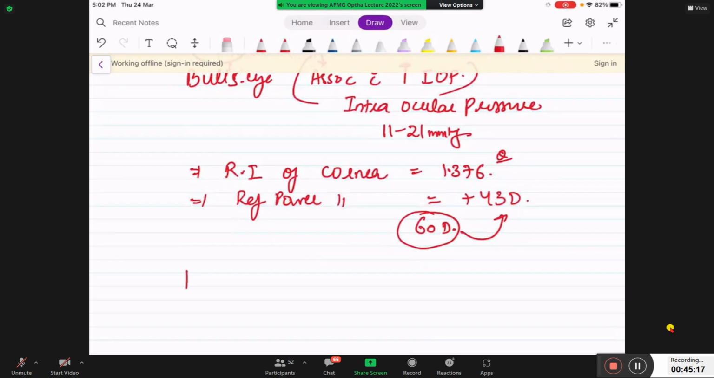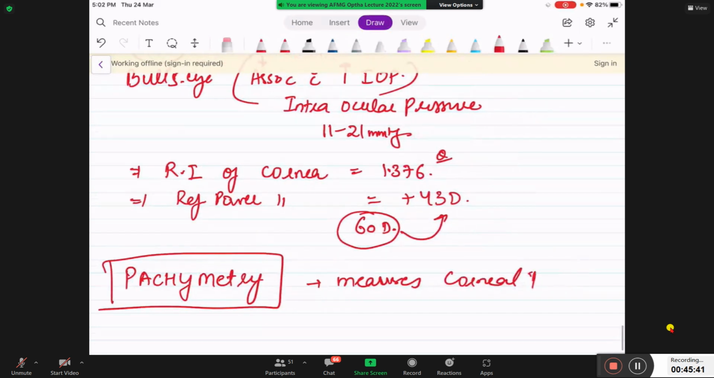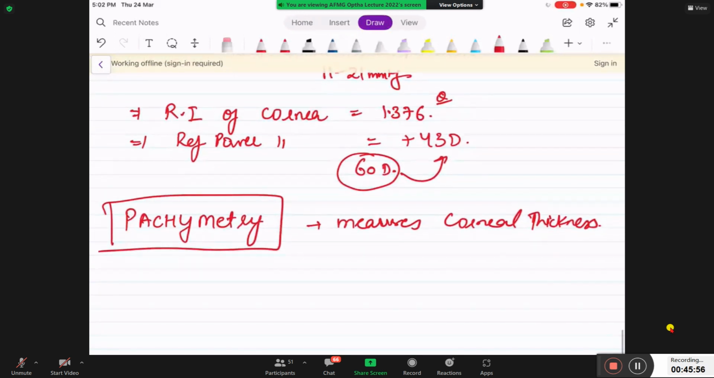Okay. Now, next term is a new term, pachymetry. Any idea what is pachymetry? Write down, pachymetry is a technique to measure your corneal thickness. If you want to measure the thickness of your cornea, then that can be done with the help of pachymetry. Clear?